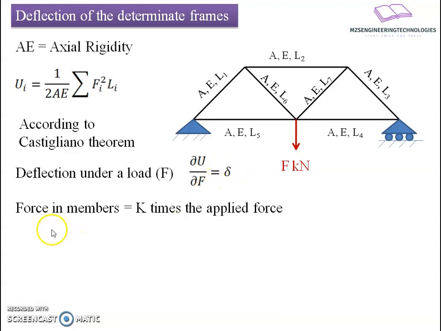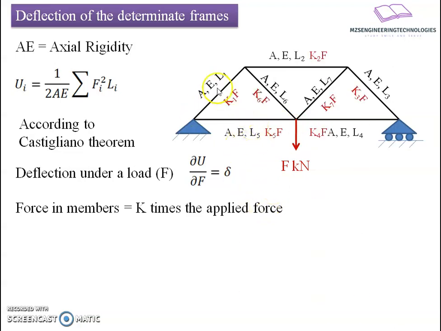Before that, I will make a statement here. Force in a member is equal to K times the applied force. So here F is the force, and F1, F2, F3, F4 likewise have their contributions. There is a certain proportionality between them, and I will say that the proportional constant is K. It is K times. Let's say the member F5 attracts a force of about 0.7 times the total applied force. Then I will consider K as 0.7 here.